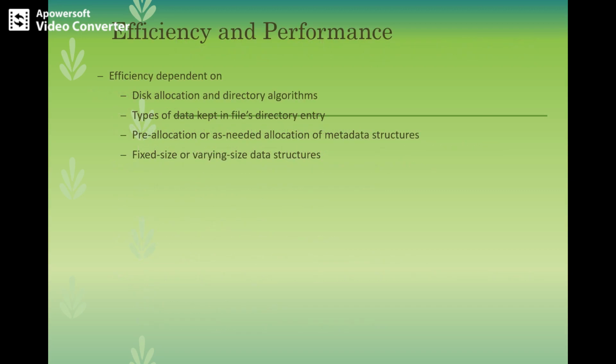Next, to discuss the efficiency and performance. The efficiency is clearly dependent on the disk allocation and directory algorithms, and there are certain types of data which can be kept in the file's directory entry. This pre-allocation is done as needed or as per the metadata structures, and they may be of fixed size or varying size data structures. So the efficient use of disk space is heavily dependent on the disk allocation and the algorithms used.